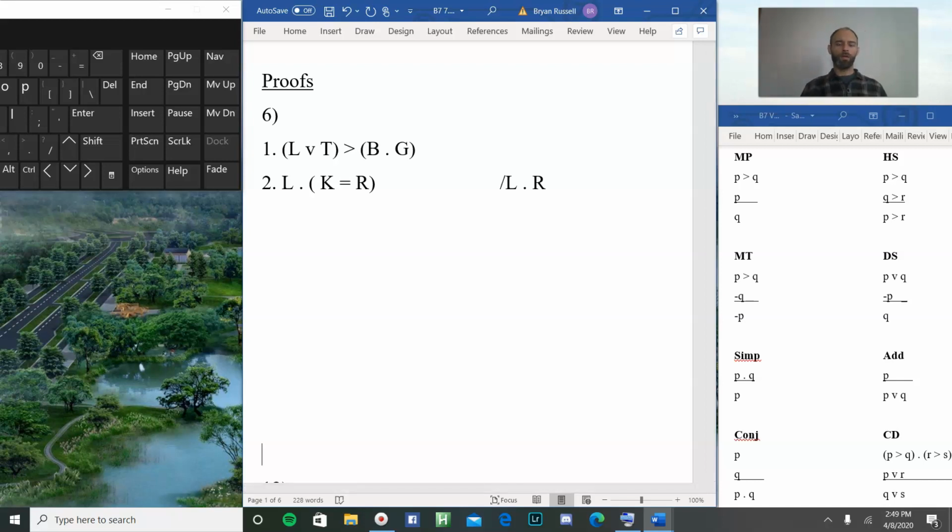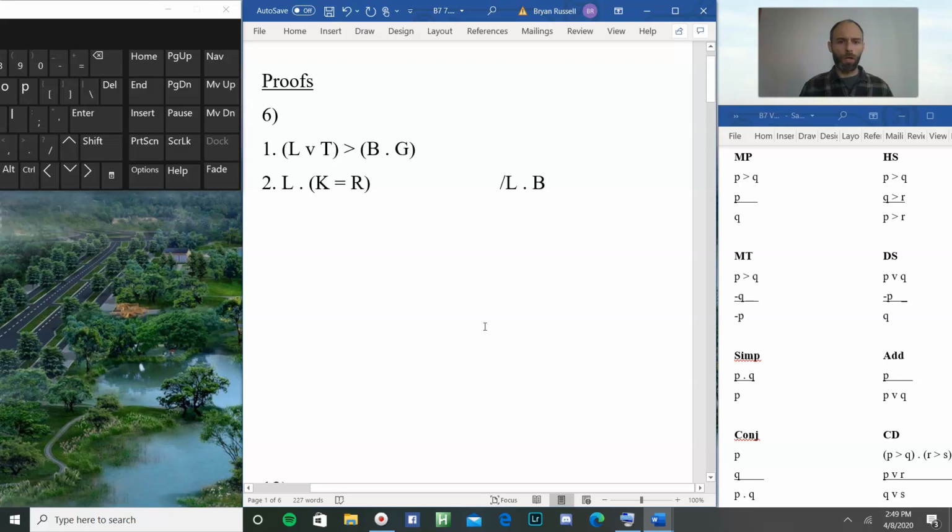So 6 says if L or T, then B and G. And then we're also given L and K if and only if R. And what we're trying to find is L and R. So L and B. L and B.